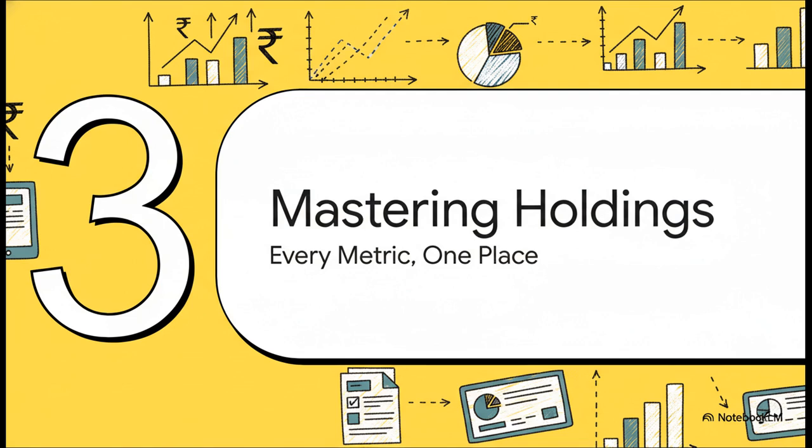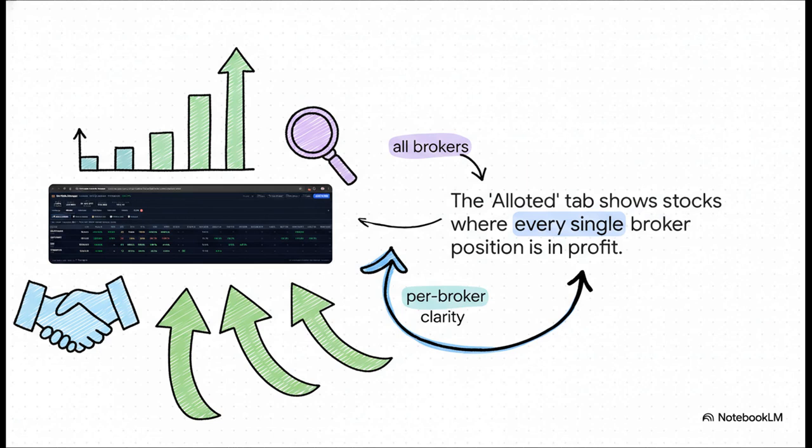All right, let's get into the heart of the tool, the Holdings tab. Think of this as your command center. It's where every single critical metric you need is right there at a glance. Now have a look at this. This is the all-green view, which is pretty clever. It automatically filters your list to only show stocks where every single position across all your brokers is in the green. But look at those columns: Zerodha, Upstox, Sharekhan. You see the specific performance for each one, side by side. This is that per broker clarity we've been talking about, in action.